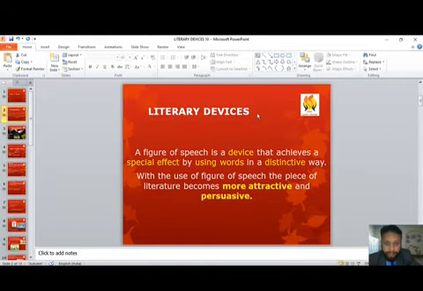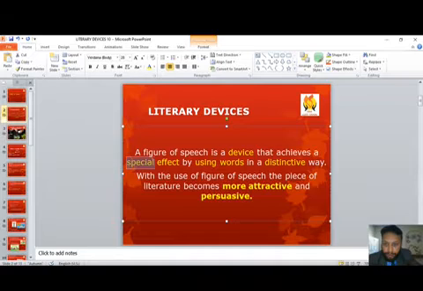So what are literary devices? A figure of speech is a device that achieves a special effect by using words in a distinctive way. I want you to focus on these highlighted words. It is a device, a method, a technique that helps a piece of literature to gain special effect by the use of words in a distinctive way. The words are used in a distinctive way so that it gets a special effect. It makes a piece of literature more attractive and persuasive.